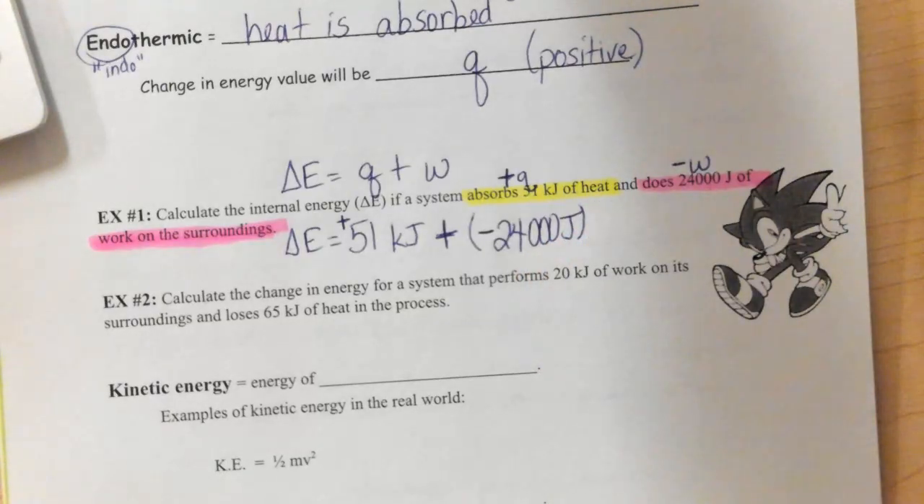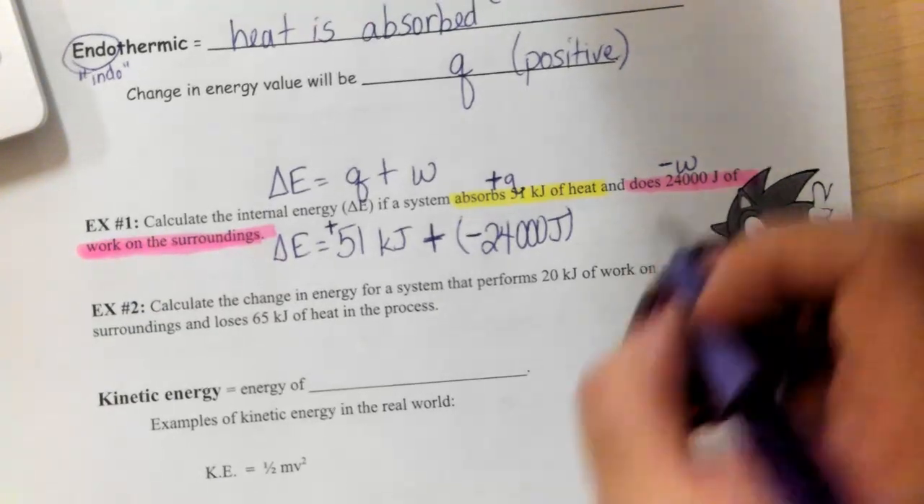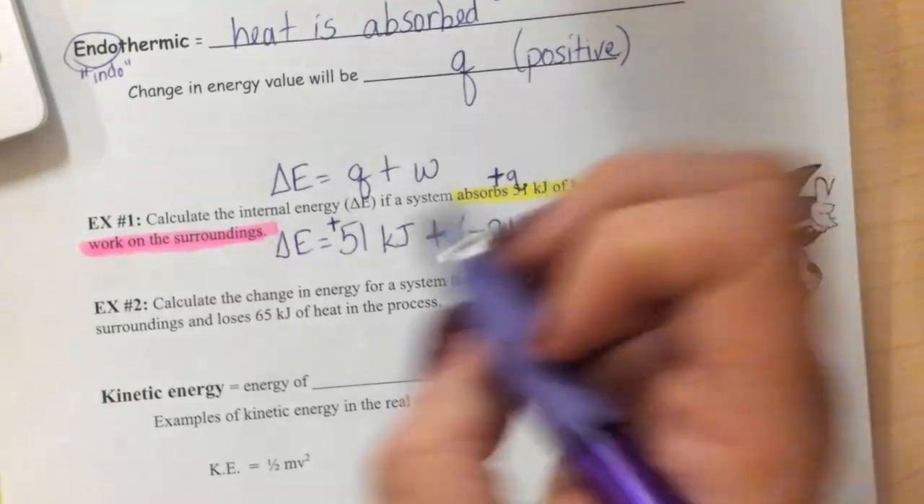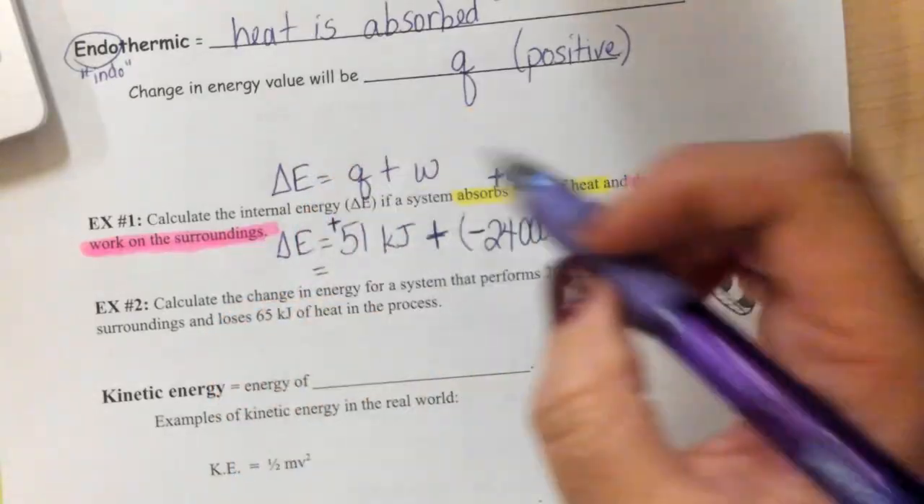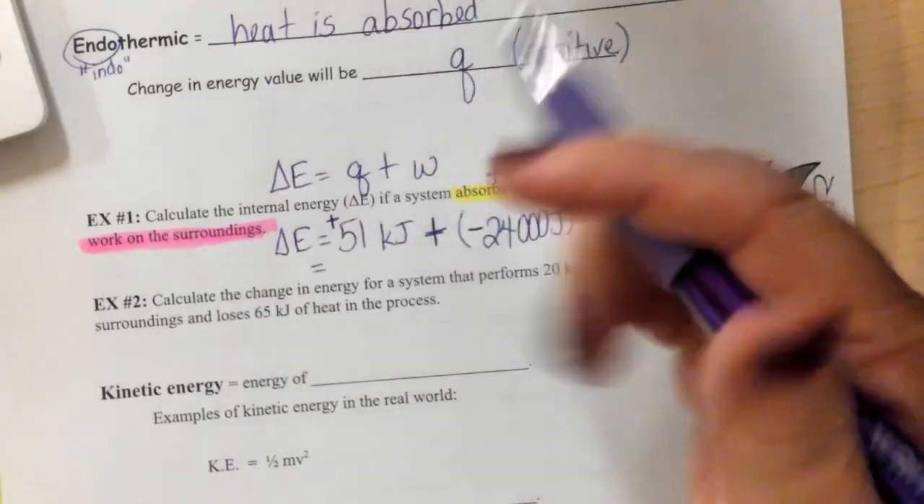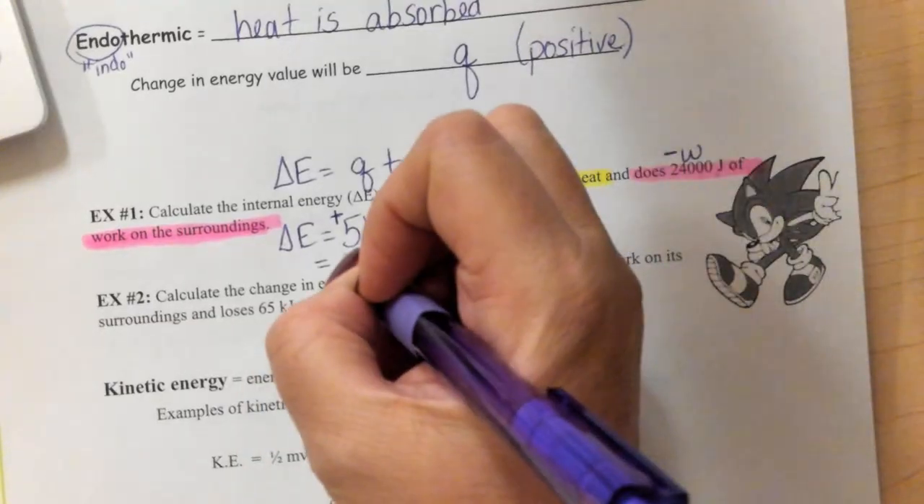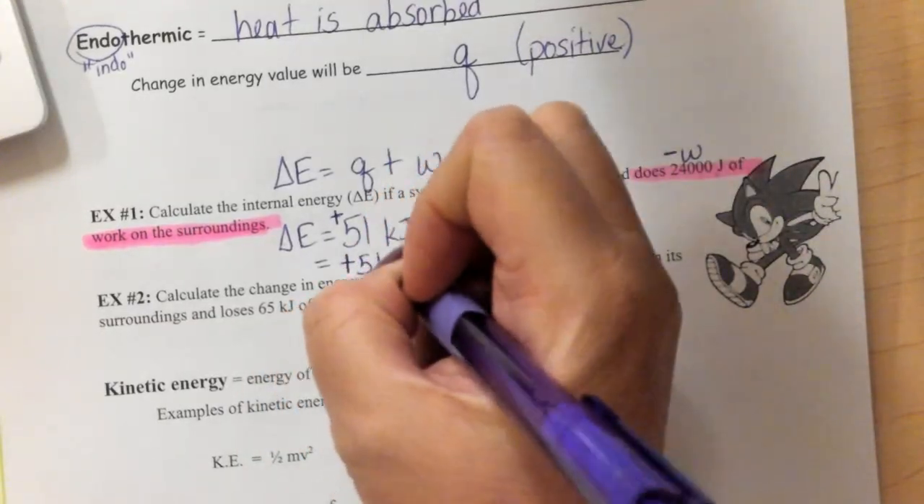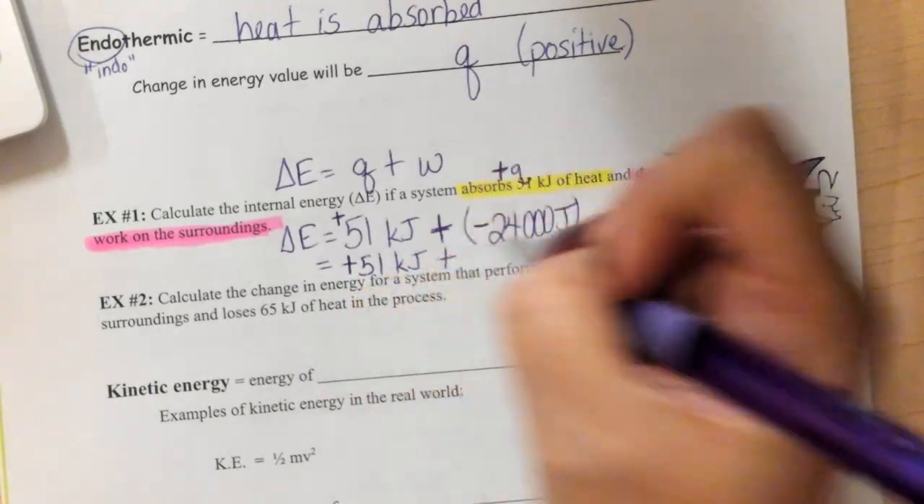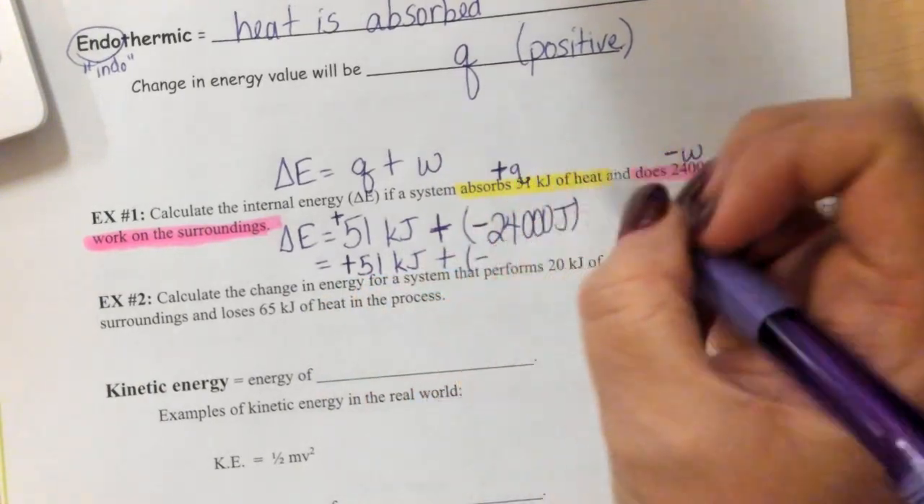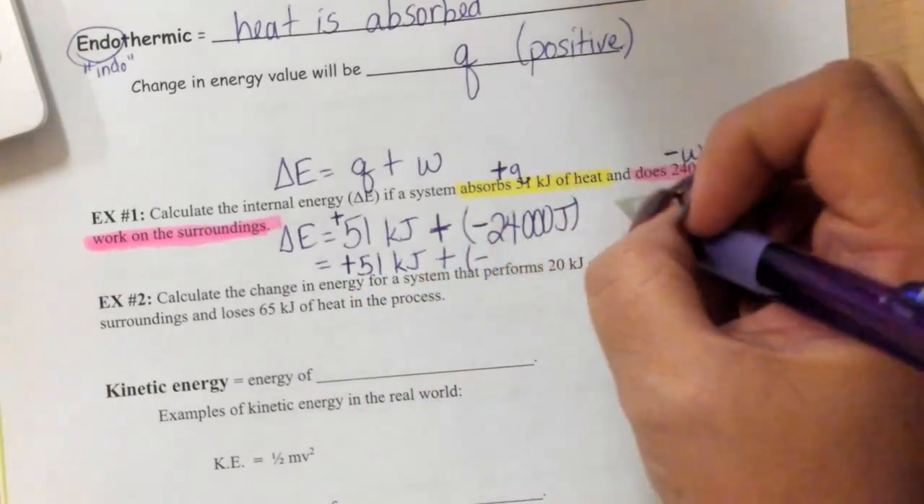Now, there's a couple things I need to bring to your attention. If you notice, this is kilojoules and this is joules. Did it ask me to give it in a particular unit? It did not, so let's just go ahead with kilojoules. My 51 will still be fine, but I have to convert this negative 24,000 into joules.